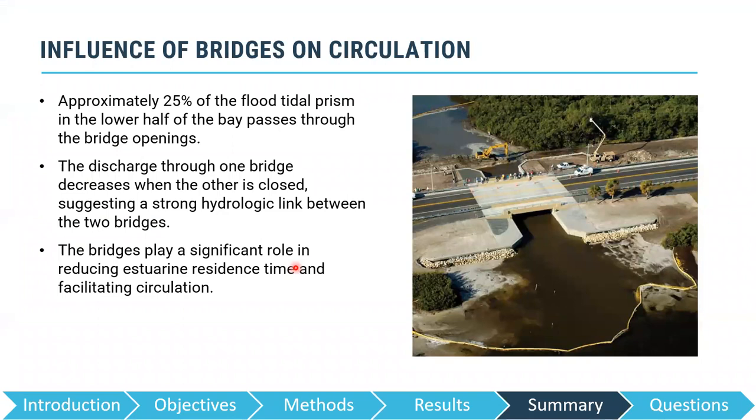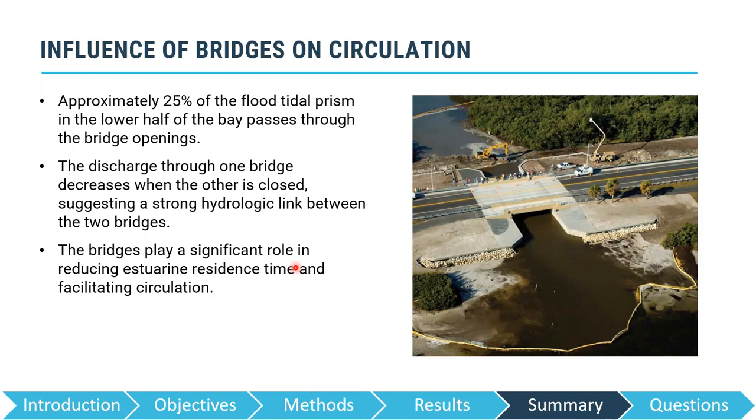All right, moving on to our summary section. One of the major questions that we set out to answer here was how those two bridge openings contribute to circulation. So here are a few takeaways. Based off of the tidal prism analysis, we found that about 25% of the flood tidal prism passes through those two bridge openings during a tidal cycle.